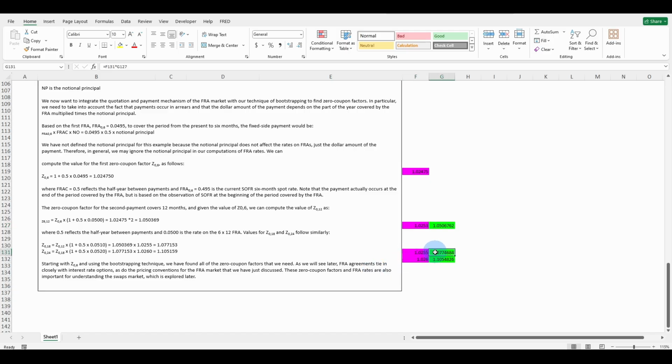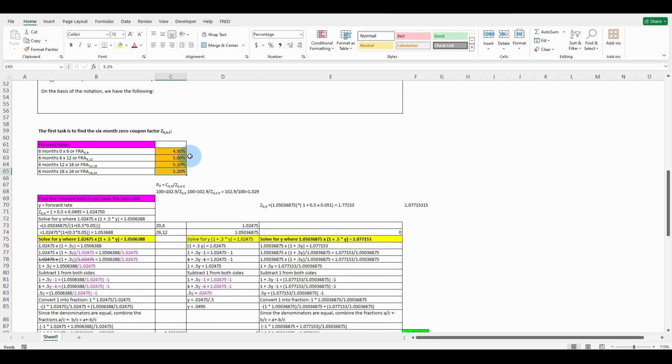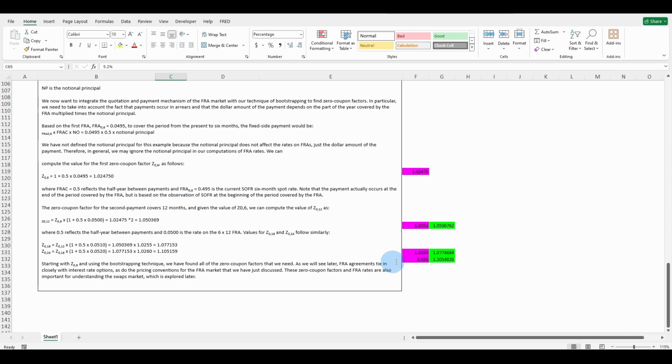Then we're going to go 1.025, F131 times G127 right here. So we're multiplying this times this, get this. Remember I said we're going to step forward, then step back. Well, we're just stepping back here, and this is the zero rate. Then we're going to do it again. Look here. This is the formula, 1 plus 0.05 times 0.052. Where's the 0.052? Right here. Here are your forward rates. Here is the zero rate.